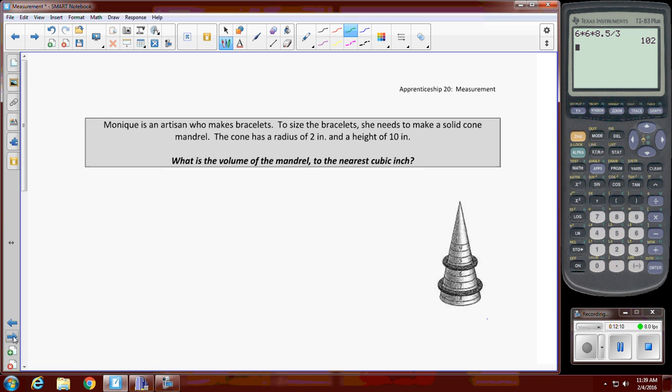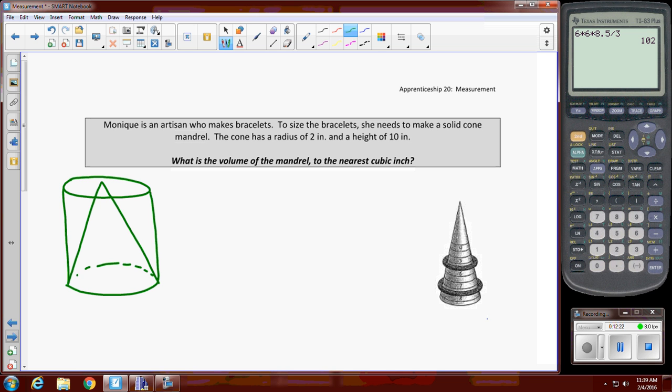Likewise, when we jump into this question, we're talking about a cone. And what you should have realized from those videos you watched, if we have a cone that fits inside of a cylinder, so the base is the same and the height is the same, the cone will take up 1/3 of the volume of that cylinder. So again, we have this question where somebody wants to make this shaping tool for bracelets, and she needs to make a solid cone. The cone has a radius of 2 inches and a height of 10 inches. What is the volume of this mandrel, or this sizing tool?